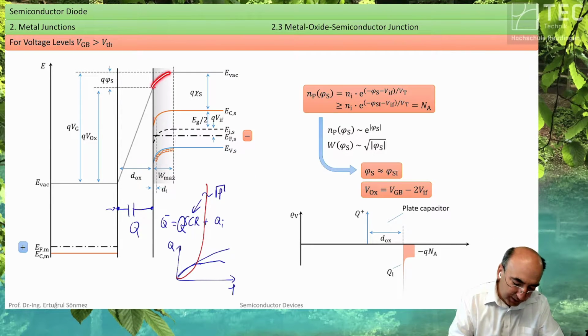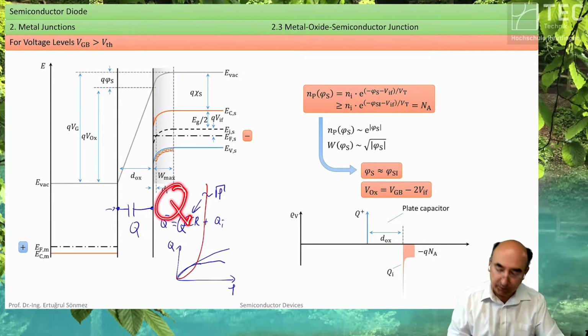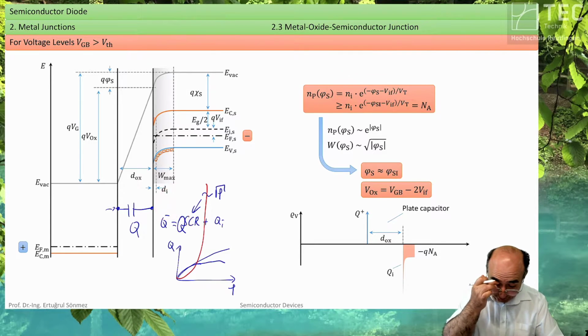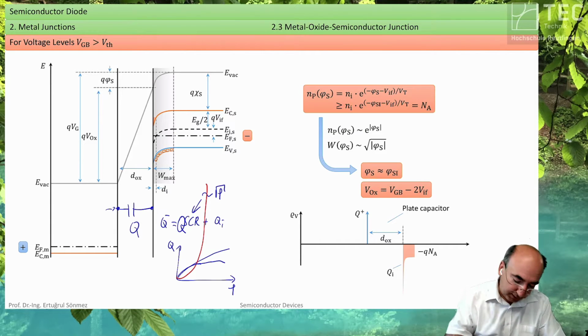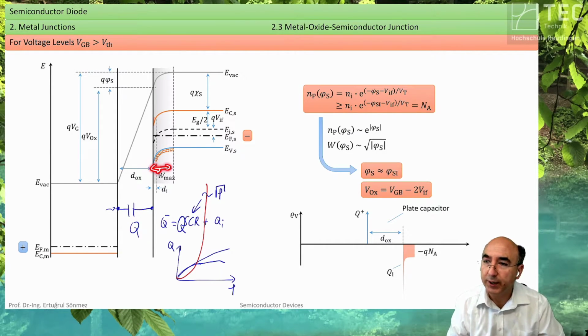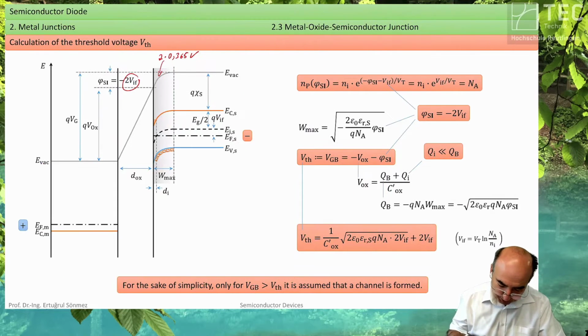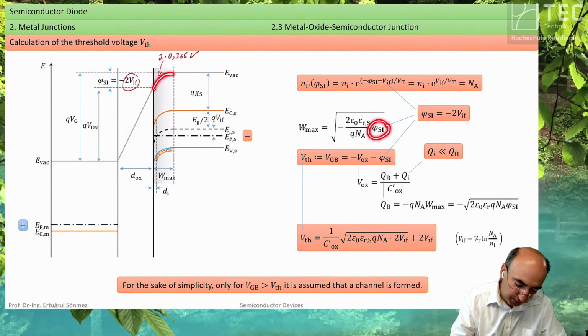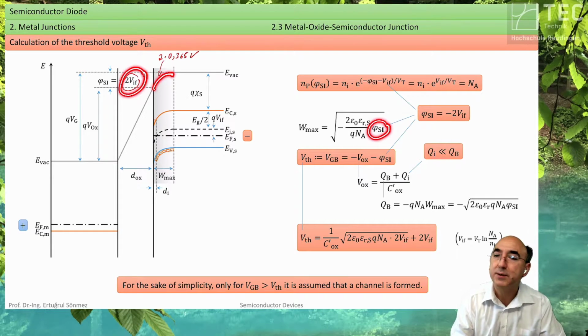Therefore, a slight increase in the bending, in the surface potential, exponentially increases this amount of charge. So the increase of the overall Q is given by this equation. It's an exponential equation. And therefore we say and define that the space charge no longer increases, and the space charge width is the value you have if you have this type of bending. And this type of bending is 2 times VIF.